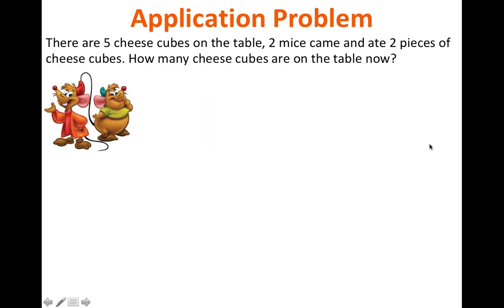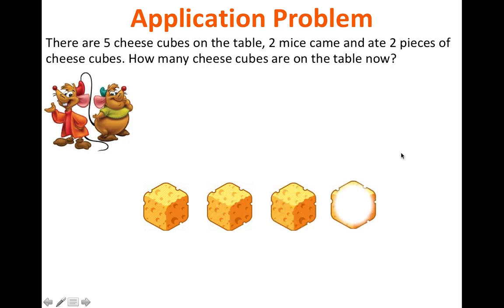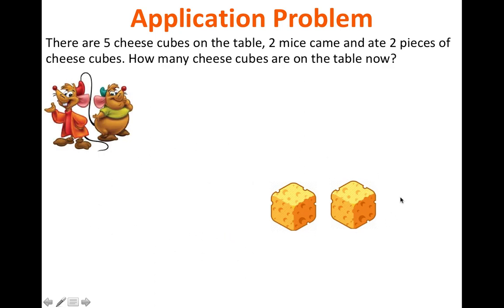So now let's do another one. So now the mice have only 4 cheese cubes. Okay, so the mice have 4 cheese cubes and they decided to eat 2 of them. How many are they left with? Can you show me with your fingers, please? Put your fingers up high to show how many are left. That's correct. We're left with 2 cheese cubes.